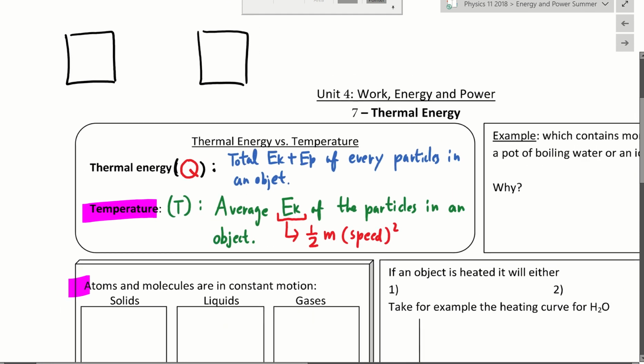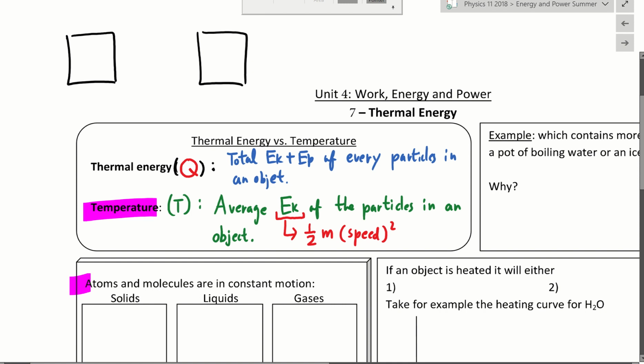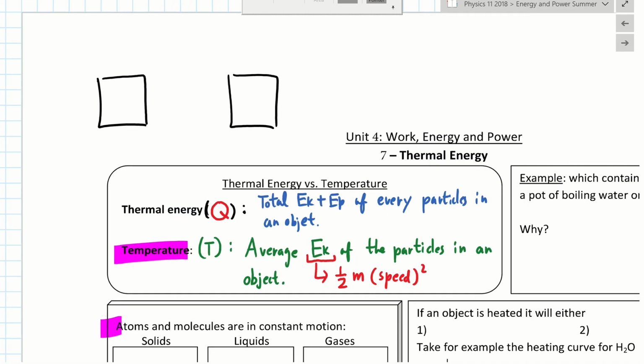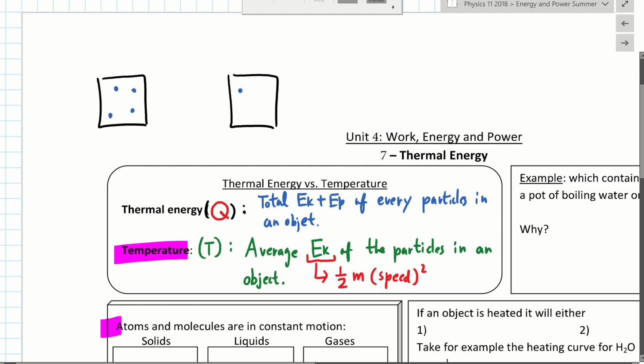Now that means the more particles you have, well, usually the more thermal energy you have. So it's the total value instead of the average kinetic energy. So for example, let's say you have two identical objects, two apples, exactly the same size, and let's say they each have 4 particles inside. So they have the same number of particles. Now, let's say the one on the left has the particles moving in random directions quite slowly, and the one on the right has the particles moving in random directions faster.